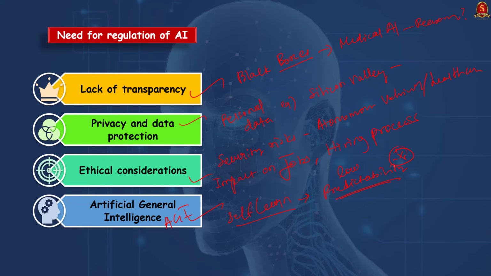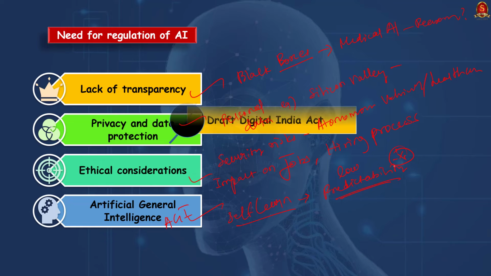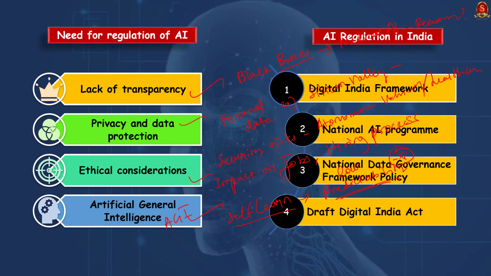Now let us see what is the status of regulation of AI in India. Firstly, Digital India Framework. India is developing a comprehensive Digital India Framework that will include provisions for regulating AI. The framework aims to protect digital citizens and ensure the safe and trusted use of AI. Secondly, National AI Program. India has established a National AI Program to promote the efficient and responsible use of AI.